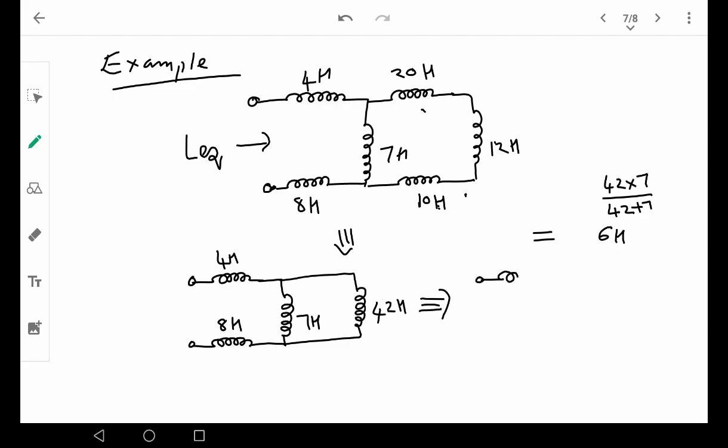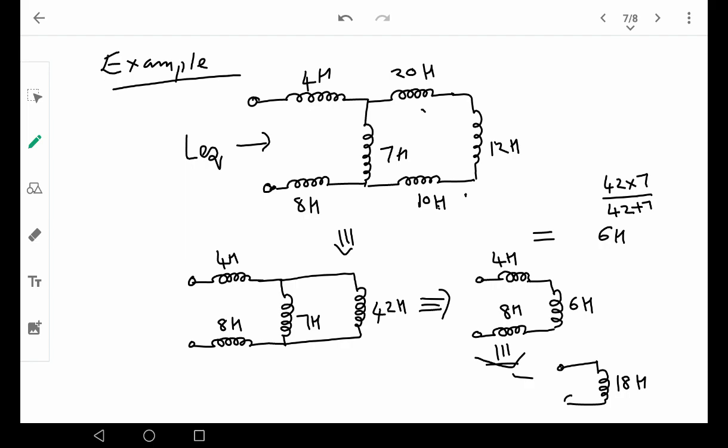So this you can write like this. You have 4 Henry here, then another 6 Henry here, and another 8 Henry here, right? So these three are in series. So the 4 plus 6 is 10 plus 8, that is 18 Henry, right? So you will have 18 Henry here. So that's the total equivalent inductance.